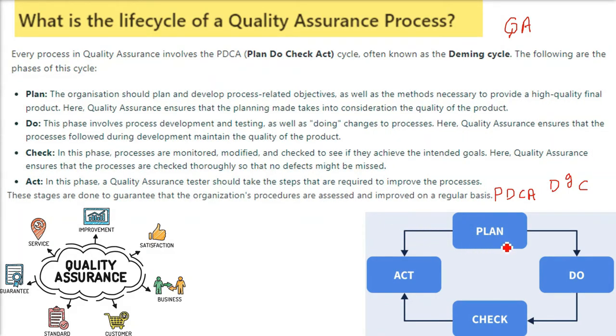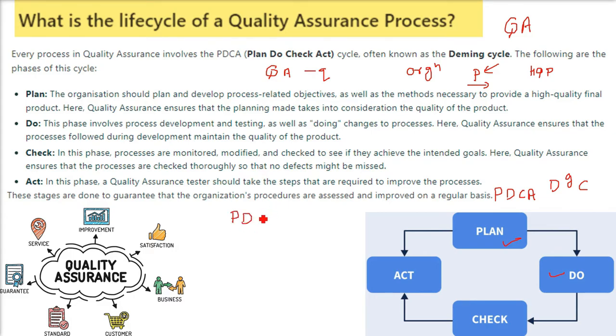The plan. The organization as a whole should plan and develop the process-related objectives, also the standards as well as the methods necessary to provide a high quality final product. Quality assurance ensures that the planning takes into consideration the high quality of the product. So quality assurance is an organization level concept. We need to plan.